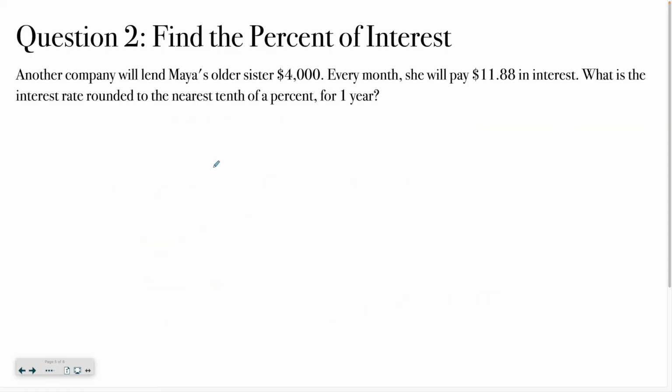Okay, now question 2, so this one's for you. Another company will lend Maya's older sister $4,000. Every month she would pay $11.88 in interest. What is the interest rate rounded to the nearest tenth of a percent for 1 year? Okay, so you want to figure out what is that interest rate. Good luck.